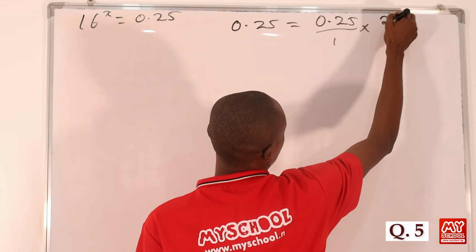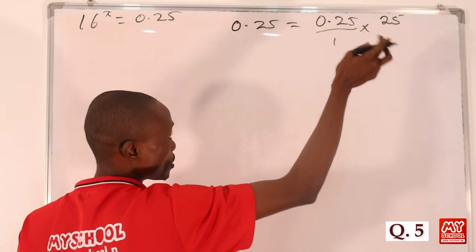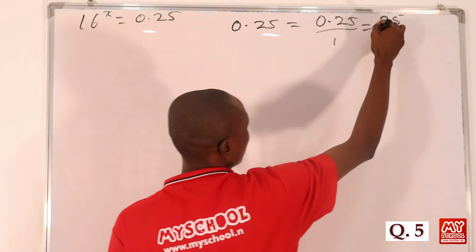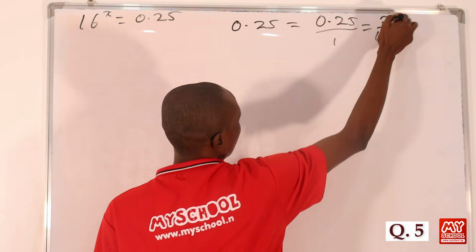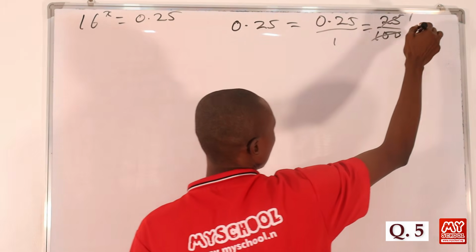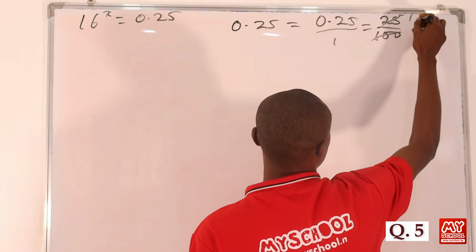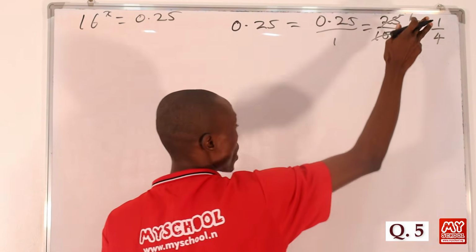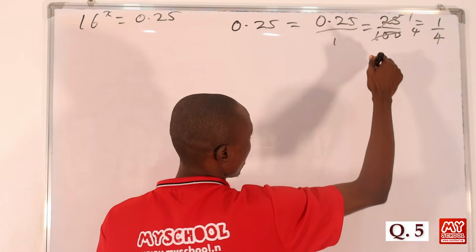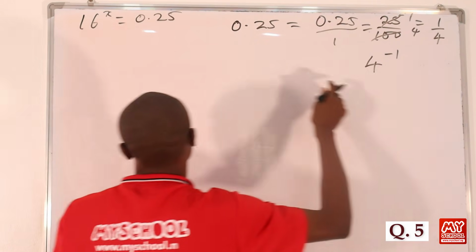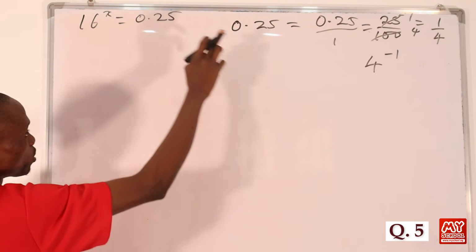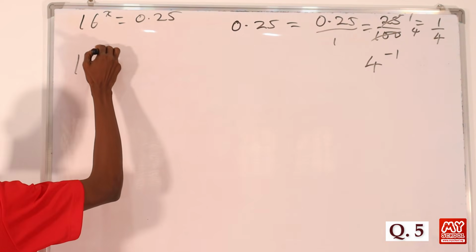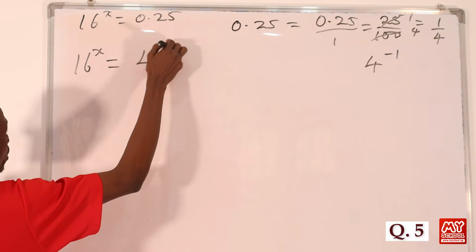So here we'll be having 25. If I times 0.25 by 100, I'm going to be having 25. Then if I multiply 1 by 100, I'm going to be having 100, right? So 25 here is 1. 25 into 100 is 4. So that at the end of the day, I'll be having 1 over 4. But remember that according to the law of indices, 1 over 4 is the same thing as 4 raised to power minus 1. Okay, so in place of 0.25, we are going to replace it with 4 raised to power minus 1. So 16 raised to power x is equals to 4 raised to power minus 1, right?